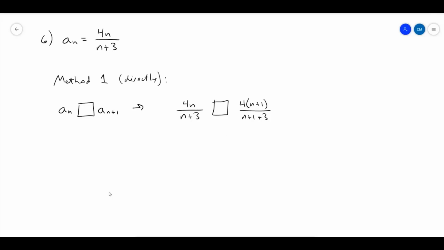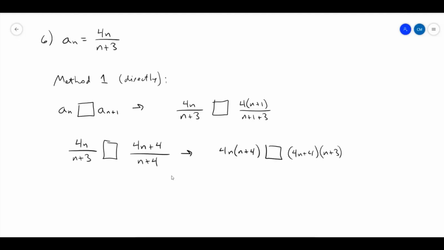Let's simplify that. We get 4n over n plus 3, the box, and then simplifying the right side, 4n plus 4 over n plus 4. Keeping in mind that this box represents an inequality pointing either to the left or to the right, I can still treat it as an equal sign, and provided that I don't multiply by a negative number, the sign of that inequality will remain pointing in the direction it's pointing. So I can treat it as an equal sign and cross multiply.